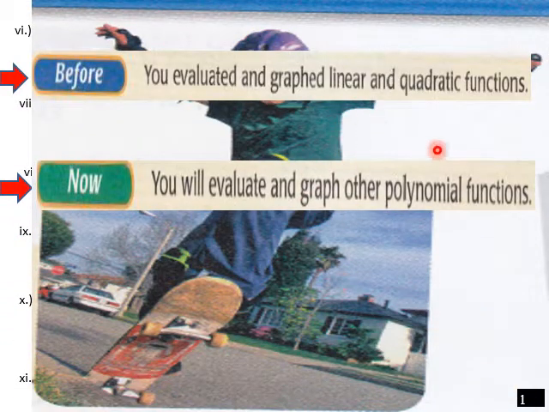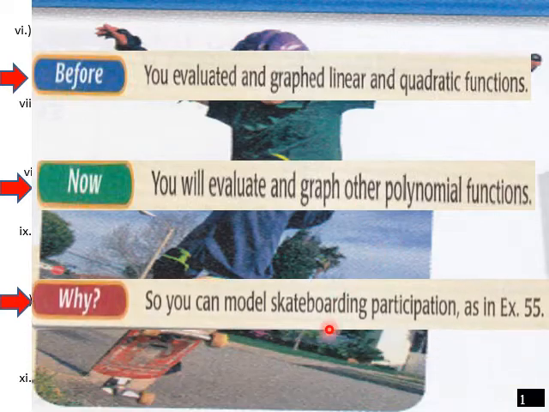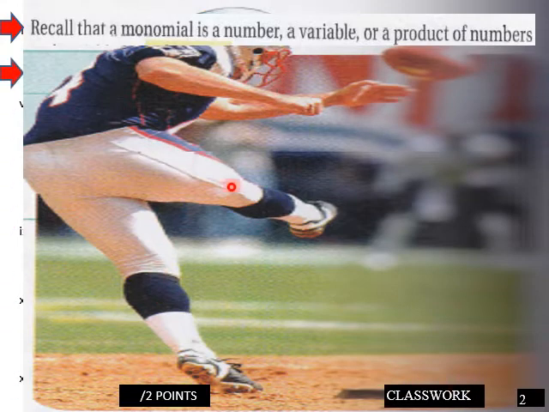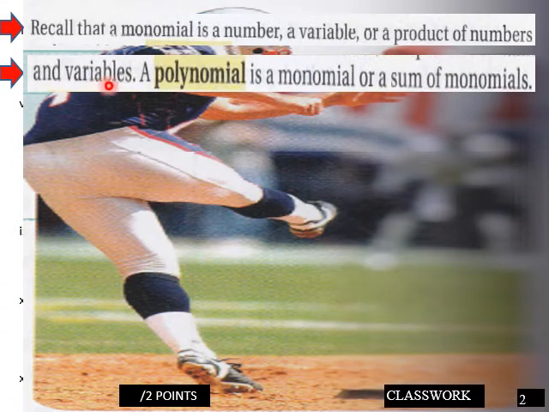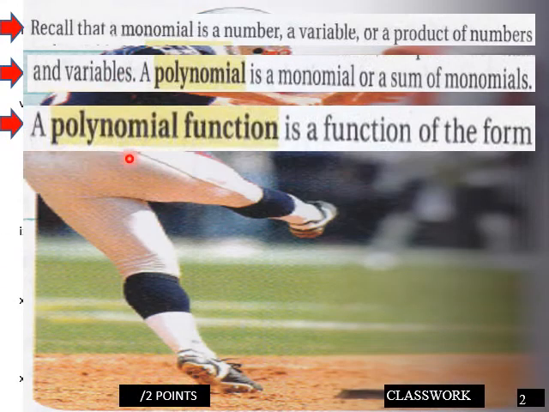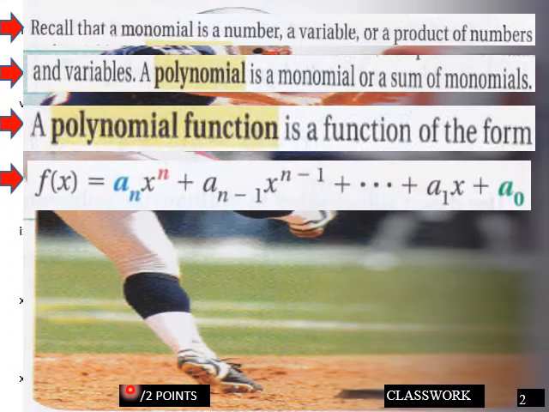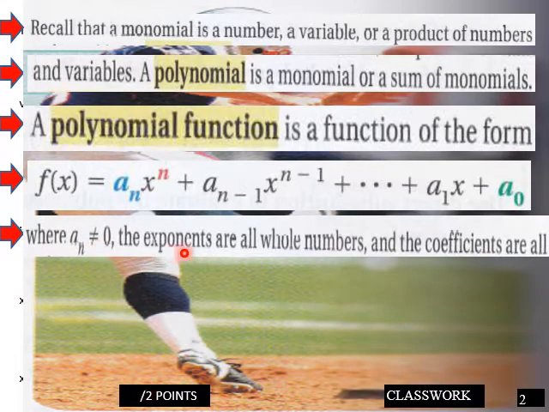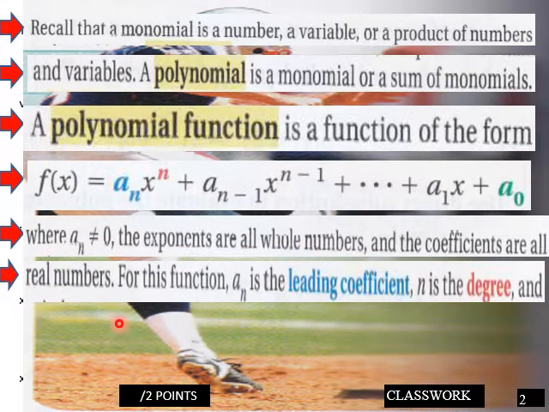Okay, before you evaluate and graph linear and quadratics, you will evaluate and graph other polynomials. Recall that a monomial is a number, a variable, or a product of numbers and variables. A polynomial is a monomial or a sum of monomials. A polynomial function is a function of the form like this, where your powers decrease, as well as your coefficients, as they work their way right until you have a constant. The exponents are all whole numbers, and the coefficients are all real numbers.